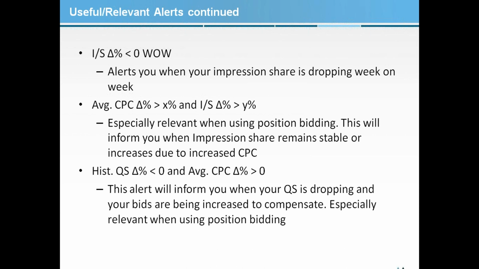So again, this is a situation that an alert that you would probably want to have if you're using position-based bidding, for the reason that this will notify you whenever bidding increases your bids to maintain that position range and maintain that impression share value. And again, this would probably indicate instances where you'd want to focus on optimizing your ad groups and improving your quality score in those ad groups to keep the cost down.